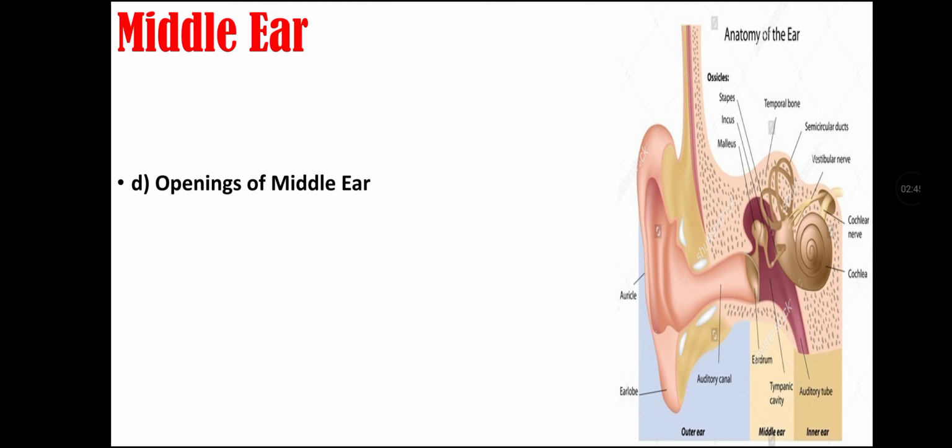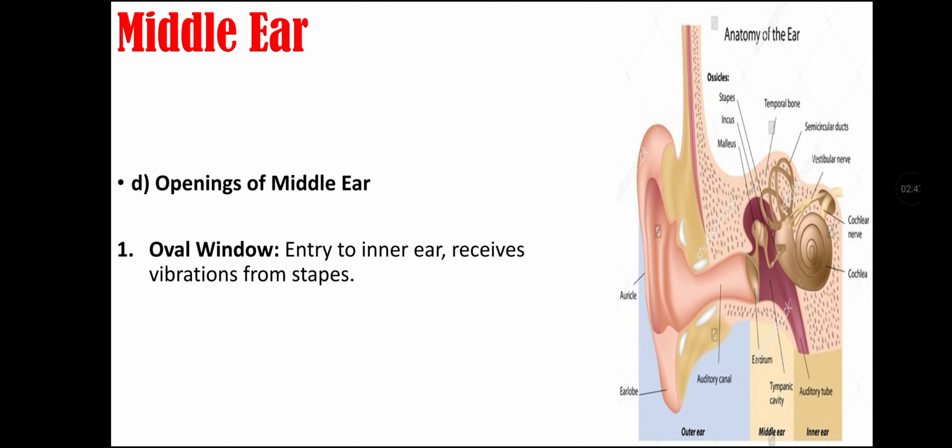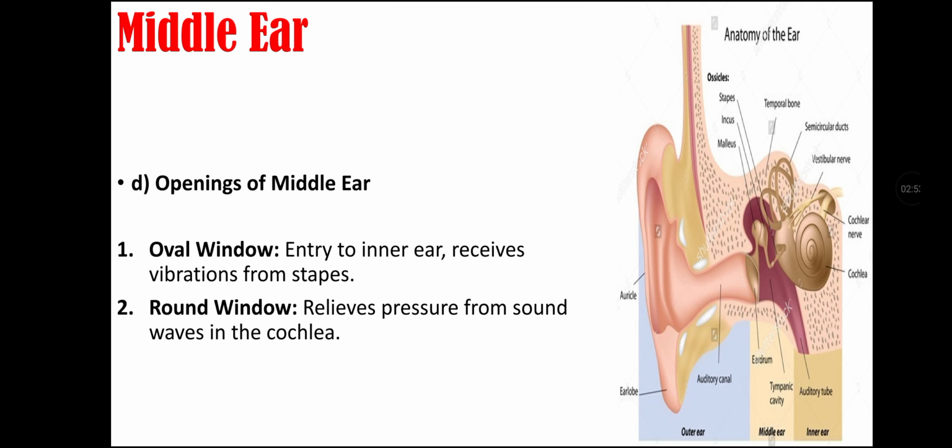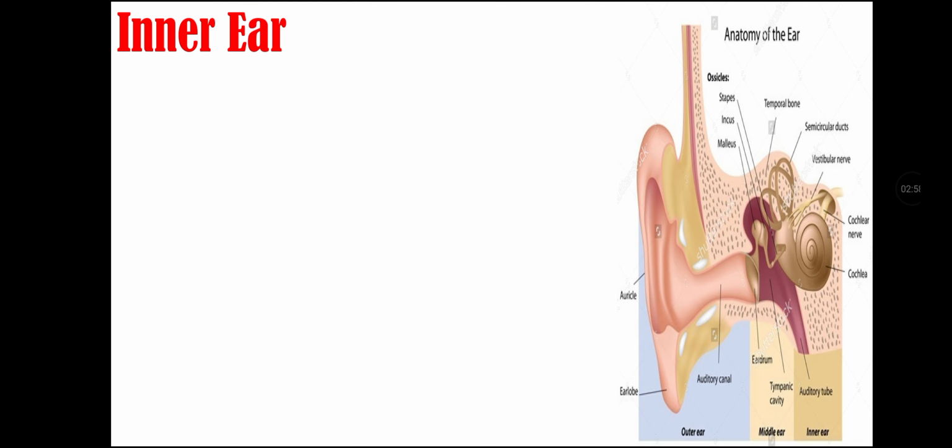Next part of middle ear is opening of middle ear, that is oval window, that is entry of middle ear to inner ear, that receive vibration from stapes. It has round window that relieves pressure from sound waves into the cochlea.